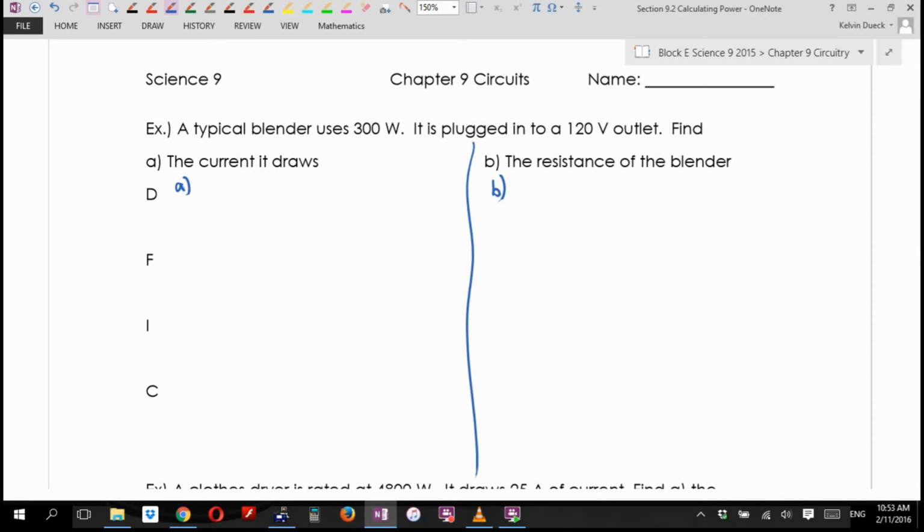Kevin, in part A, what's it asking me to find? What letter do I use for current? I. I equals question mark. Go back, look at numbers now, Kevin. What's the first number that we run into in this question? What's that 300? Which is a measure of? In other words, what letter do I use for that?